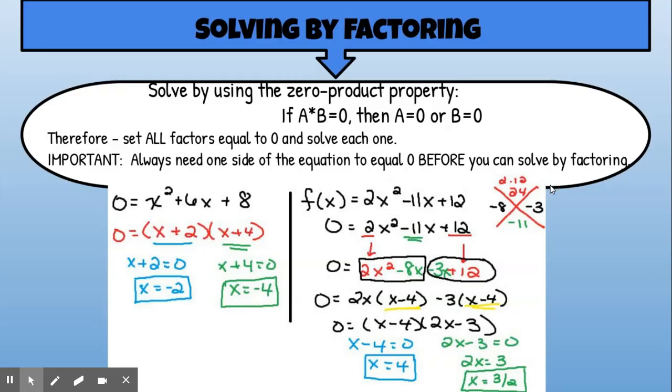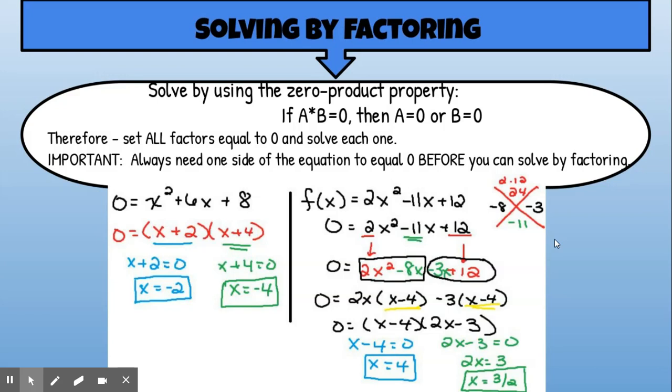Okay. So first things first, solving by factoring, you use what's called the zero product property, which states if A times B equals 0, then A equals 0 or B equals 0. Again, basically knowing the fact that anything times 0 is going to be 0, that just means one of your factors is going to be 0 then. So the way we do this is we set all factors equal to 0, and then we solve it. And important, you have to set the whole equation equal to 0 before you can do anything.